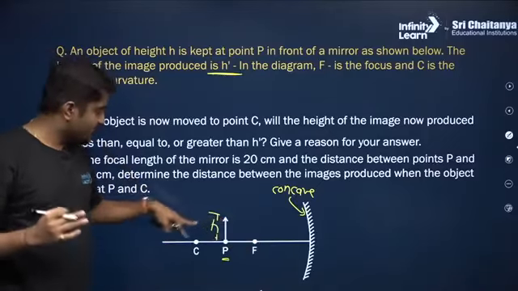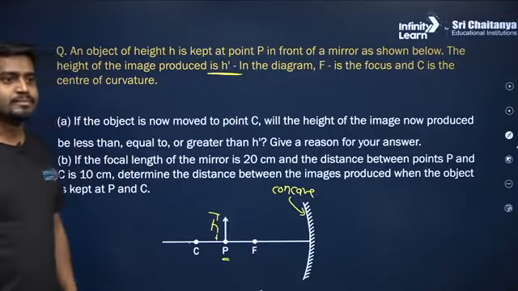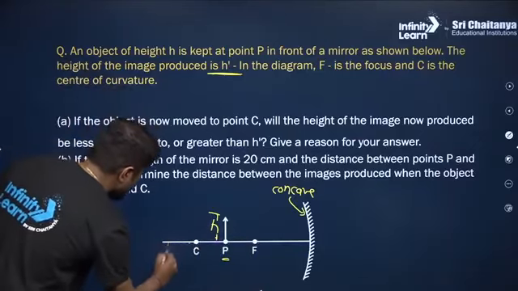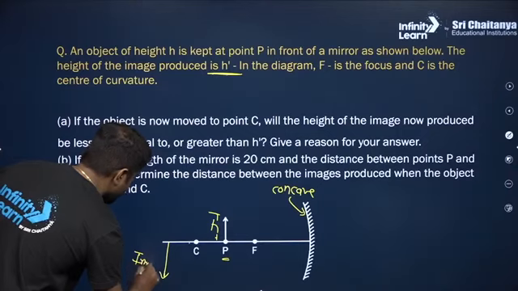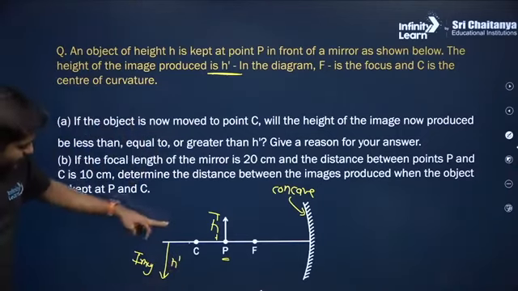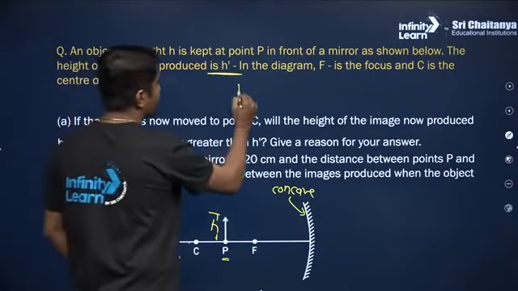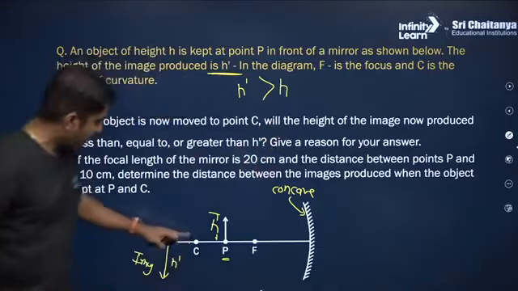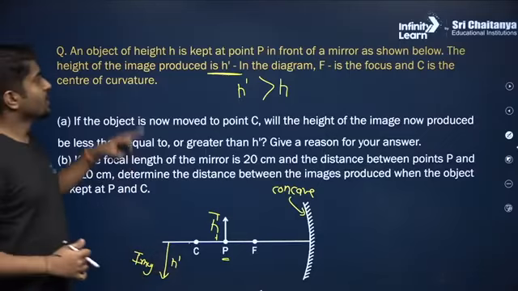If the object is between the center of curvature and focus, can you tell me where the image will be? When the object is in between these two, this is going to be the image, and the height of the image is h prime. So this is going to be a magnified image. So I can write here h prime is greater than h. The height of the image is greater because it is a magnified image.